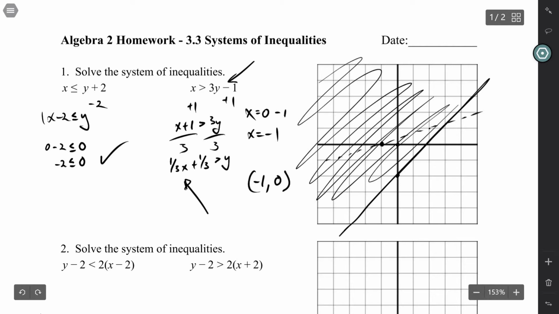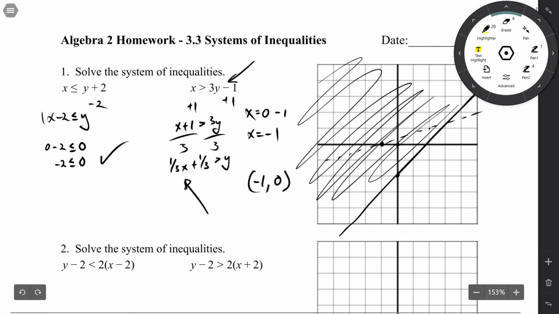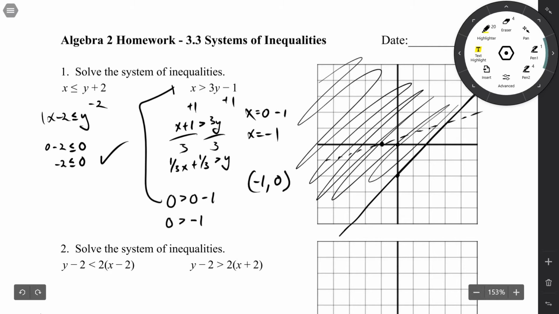0, 0 is still eligible, so let's try that one. I'm going to erase some of these arrows that I have drawn in here. If we plug in 0, we'd have 0 is greater than 0 minus 1, and that would check out. 0 is greater than negative 1. I'm plugging these in from this base equation, just in case I do anything wrong with any of my notation here. If I plug it into the original equation, we should check out. And that's going to be on this side.